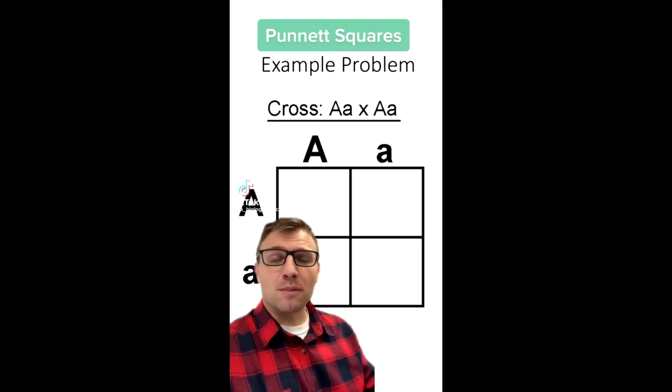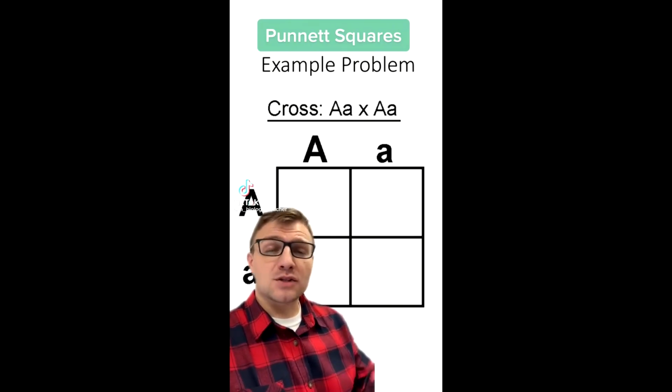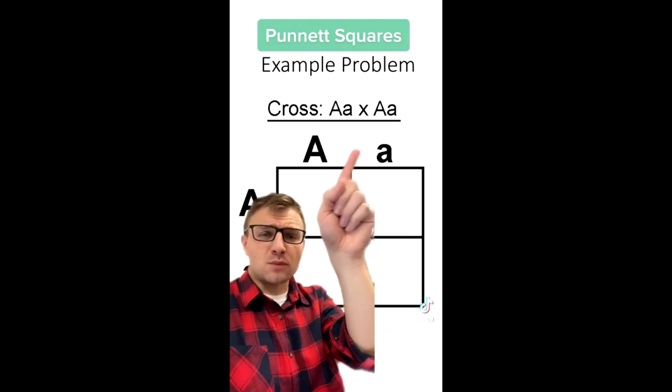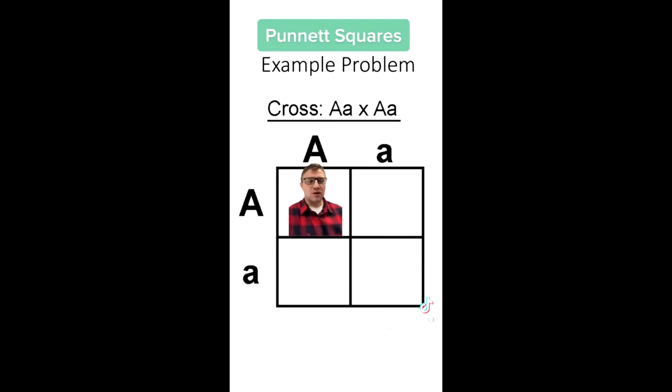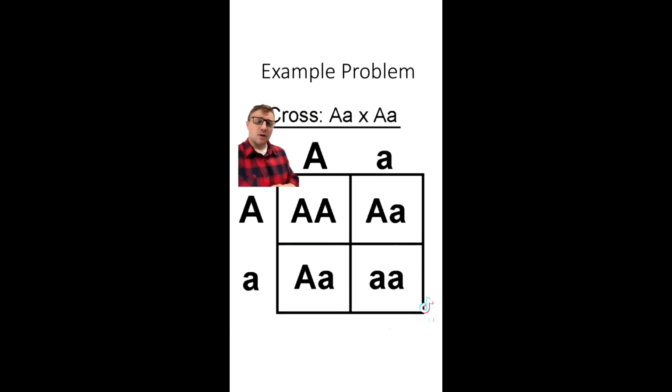Let's do this example Punnett square together. It's a cross between two heterozygous parents. We place one parent on top and one parent on the side. Pause if you want to try this out before I show you the answer. And this is the correct Punnett square you should have got.